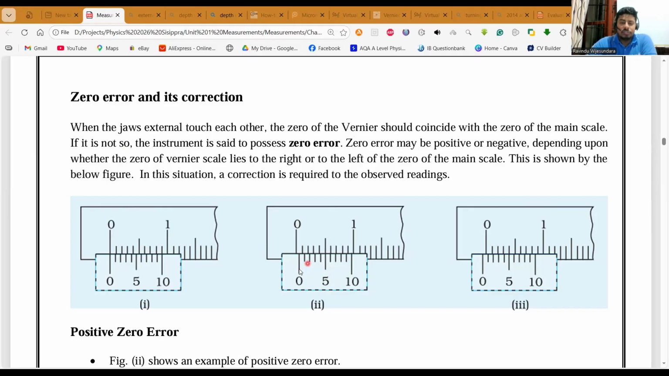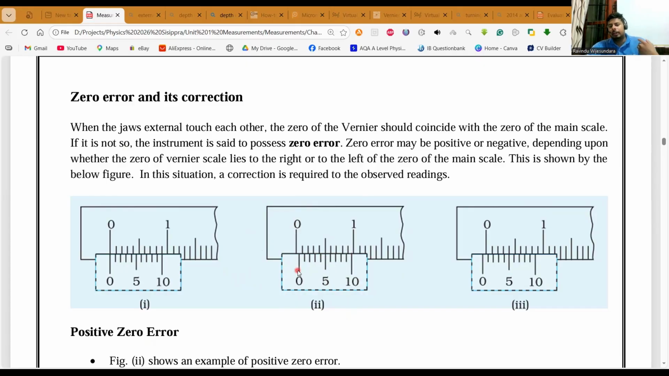So it must be 0, but it is not. It is showing a positive value actually. Because it should be 0, but it is showing a positive value right now, because the vernier 0 is located on the right side of the main scale 0. Therefore, we have to reduce this additional value from the final reading, right?